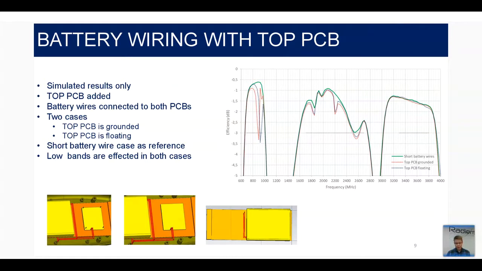So based on that low band region, this kind of wiring structure wouldn't be that good. So the better case would be to have the short wires to the main PCB and then just use those pin headers, for example, to get the voltage to the top PCB.